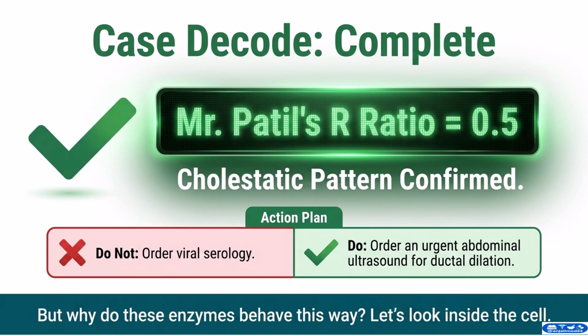Now, let's bring everything together. After calculating the R ratio, Mr. Patel's value is 0.5, which clearly confirms a cholestatic pattern of liver injury. This changes our entire clinical approach.